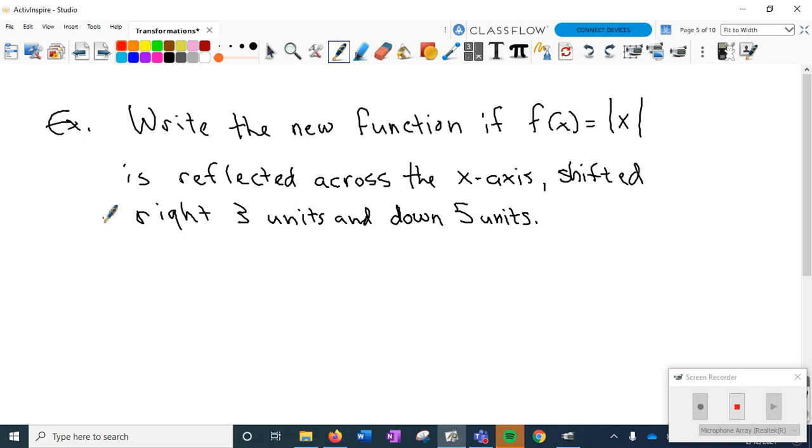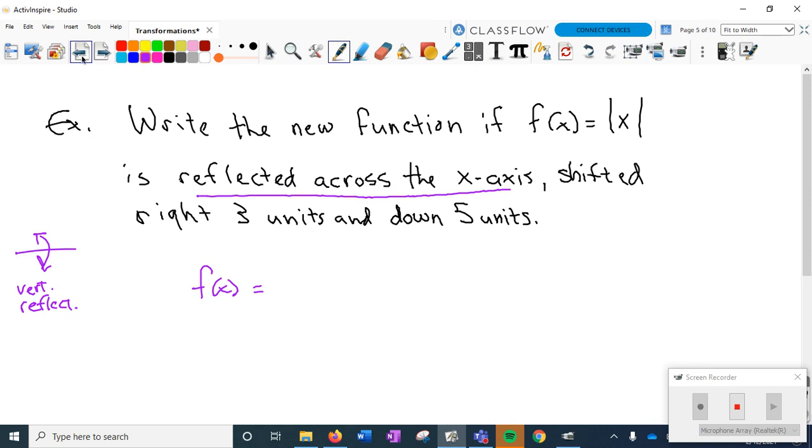So here's a new function. Write the new function if f of x equals absolute value of x is reflected across the x-axis, shifted right 3 units, and down 5 units. So we need to write a new f of x, a new function that has all of that. Let's look at what they want us to do. First, reflect across the x-axis. Remember, our x-axis goes horizontal, so reflecting across the x-axis is some type of vertical reflection.